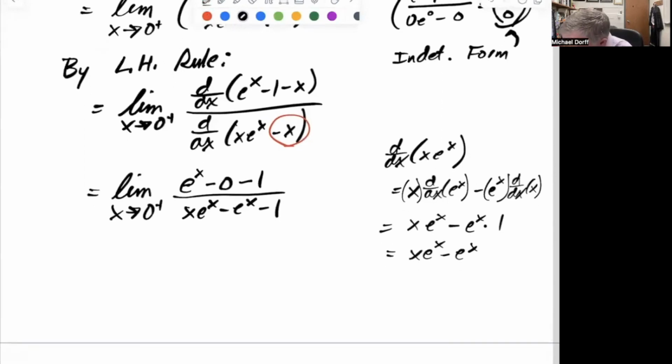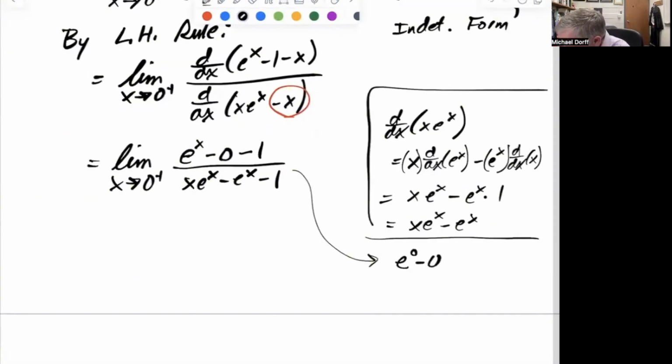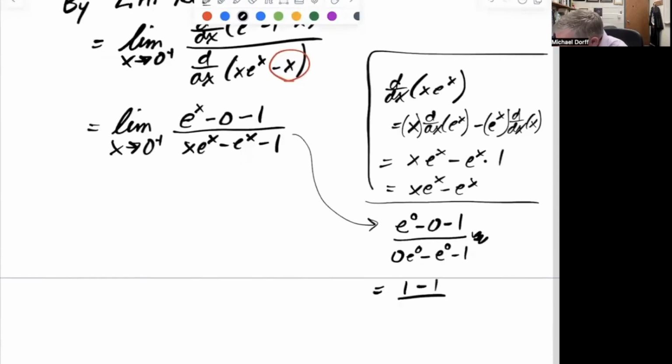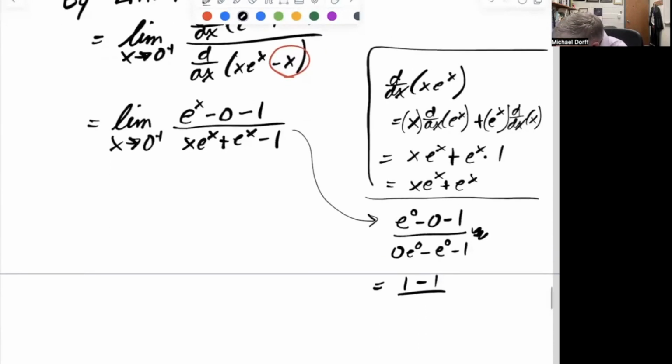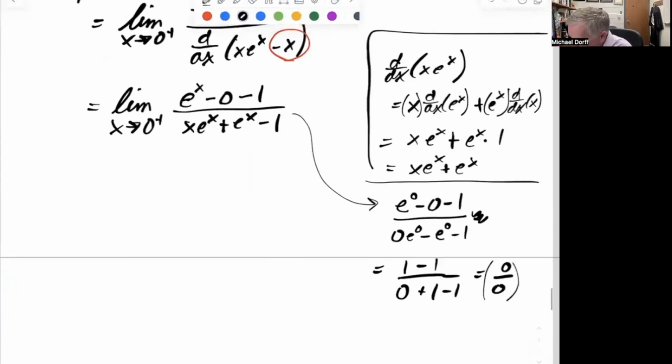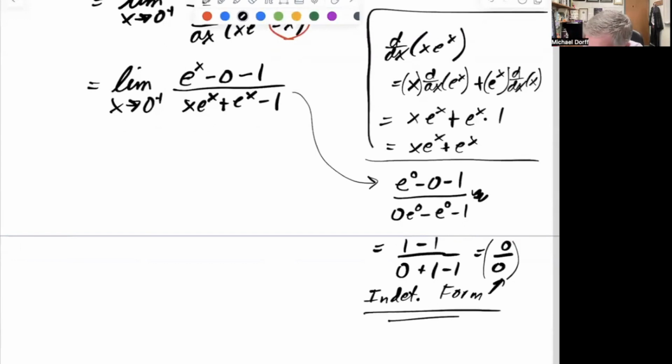So now we check this by direct substitution. We're going to get e to the 0 minus 1 over 0 e to the 0 plus e to the 0 minus 1, and e to the 0 is equal to 1. So we get 1 minus 1 over, oh, sorry, this was a plus there because of the product rule. So I'm going to get 0 plus 1 minus 1. So I get 0 over 0. And what is that? That's an indeterminate form again. All right, but that's no problem because we just use L'Hopital's rule again.